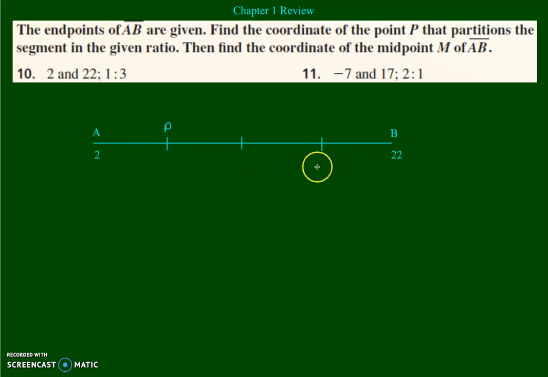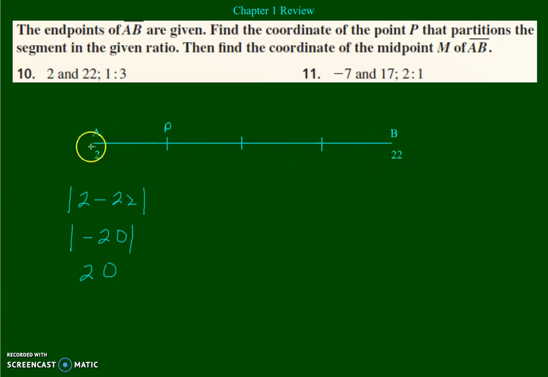So to find the total length, we're going to use the ruler postulate. The ruler postulate says the length of any segment on a number line is the absolute value of the difference of the endpoints. So the absolute value of 2 minus 22, which is the absolute value of negative 20, which is 20. So the length of this segment is 20 units long.